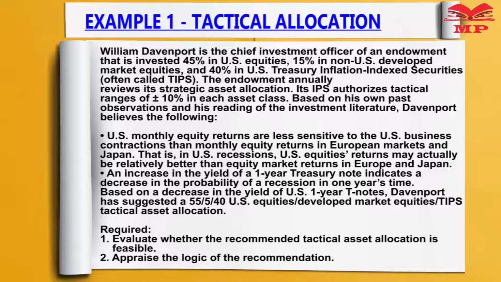Based on a decrease in the yields of US one-year Treasury notes, Davenport has suggested a 55-5-40 US equities / developed market equities / TIPS tactical asset allocation. Required, evaluate whether the recommended tactical asset allocation is feasible.